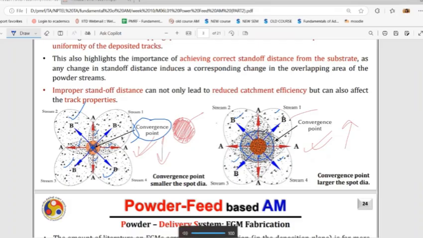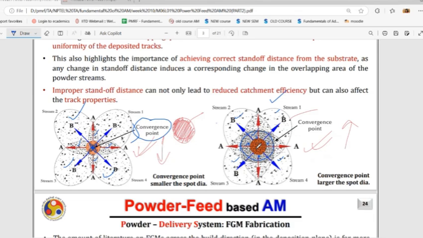Ma'am, is deposition rate significant only during the time of deposition, or will that term be significant after that also? Deposition rate means how much powder is actually participating in the deposition. If this is my scenario, scenario B, then more powder particles are participating in the deposition. That means if you weigh the depositing material, it will be more than the wastage, because in both cases the same amount of powder is coming. But here, more powder will be actually melted and solidified.